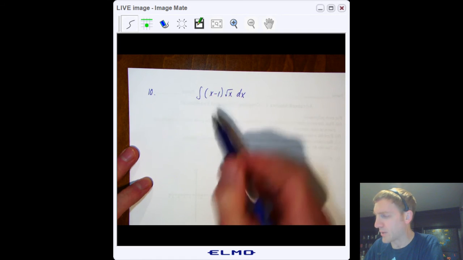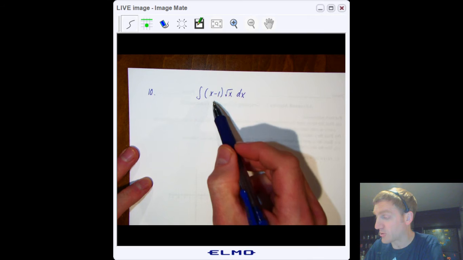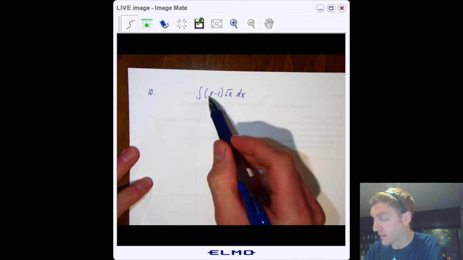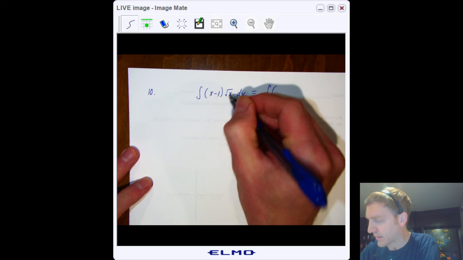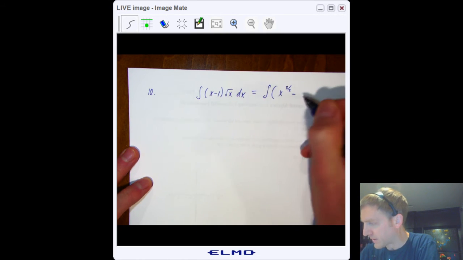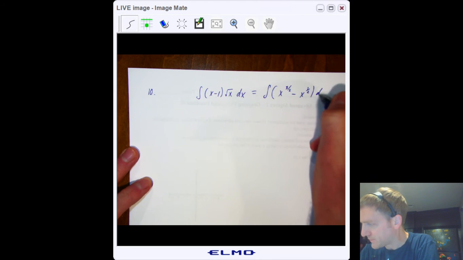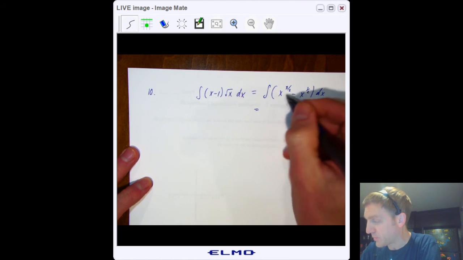So what can I do? Well, remember, sometimes it's easier to do some algebra first. I can distribute the radical x to both terms. I'm just going to rewrite this as radical x times x would be x to the 3 halves, and then radical x times 1 is x to the 1 half. Write it like that. Now you can do the antiderivative pretty easily.